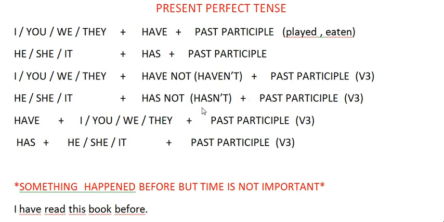And the same thing happens in the question too. When we make question sentences, we take the helping verb have or has to the beginning of the sentence, then the subject, then the past participle. So have I played, still we use the past participle, not the base verb. But in the simple past tense, we say did you play, so we use the base form of the verb. So has, he, she, it, past participle.